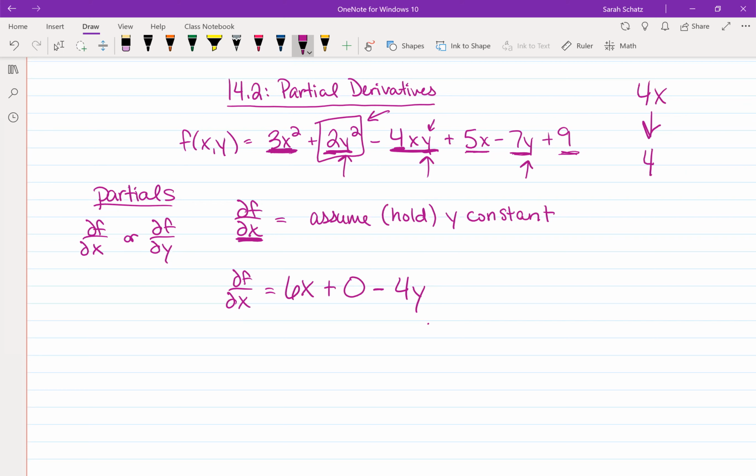Now, the derivative of 5x is 5. That makes sense. But you guys, this 7 times y is a constant, so 7y is also a constant. So that's going to go away. And of course, the 9, which is actually just a constant, also goes away. So you guys, I end up with the partial with respect to x is 6x minus 4y plus 5.